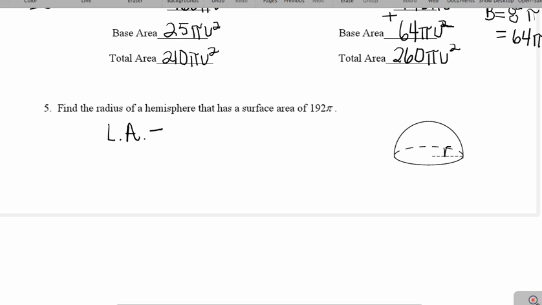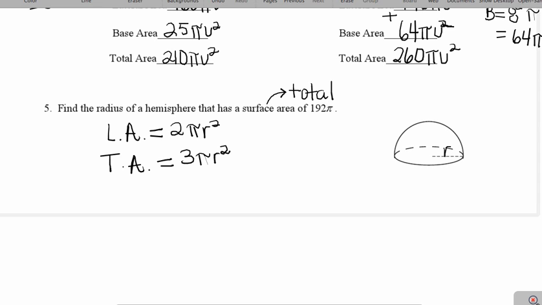of a hemisphere, that's equal to 2 pi r squared. Now, because it doesn't say what type of surface area, remember that we always assume it's talking about the total, unless it specifies and says, find the lateral. So really, it's giving us the total surface area to be equal to 192 pi. So to calculate the total area of a hemisphere, I have to add the area of that one base. So the total surface area of a hemisphere is equal to 3 pi r squared.